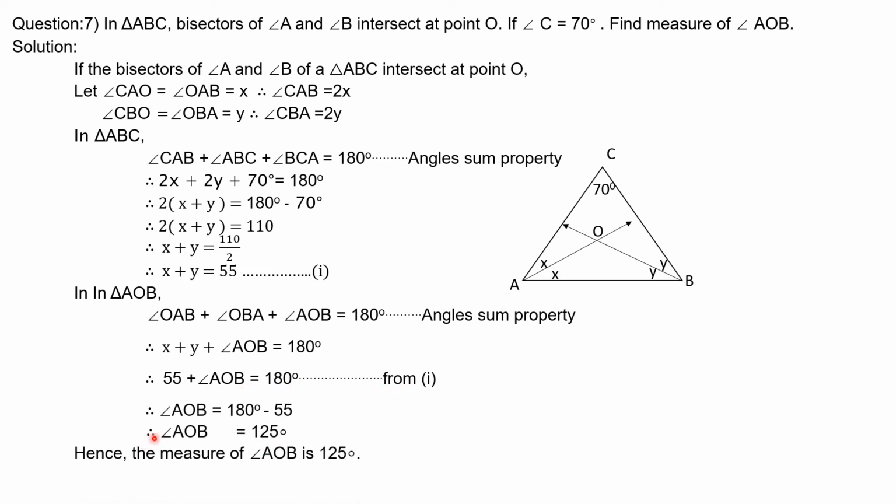From 1, therefore, angle AOB is equal to 180 minus 55. Therefore, angle AOB is equal to 125. Now, our answer is angle AOB is 125 degrees.